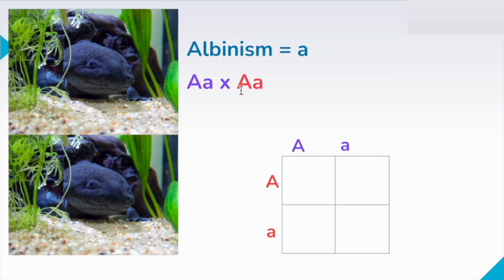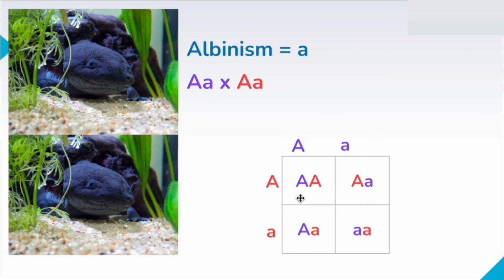We would take the other parent and separate out their alleles, or letters, as well. And then what we do is we drop down all our letters and we fill in the Punnett square. So this big A gets dropped down here and here. This little a gets dropped down here and here. And this big A gets dragged over here. And this little a gets dragged over here. So now we have the results of our Punnett square.